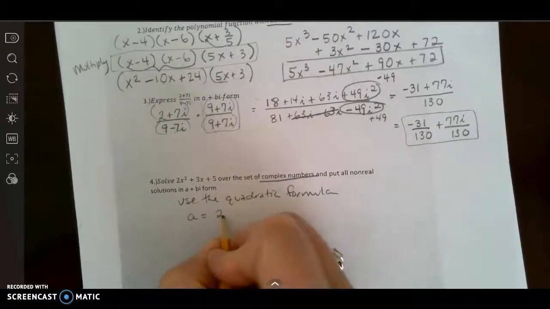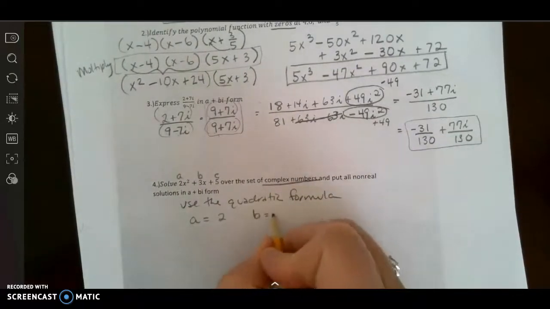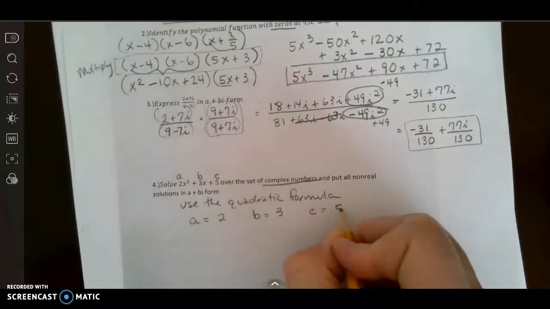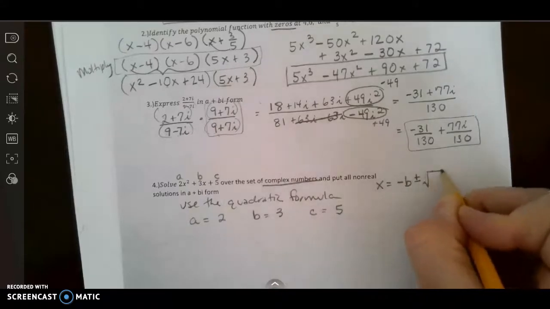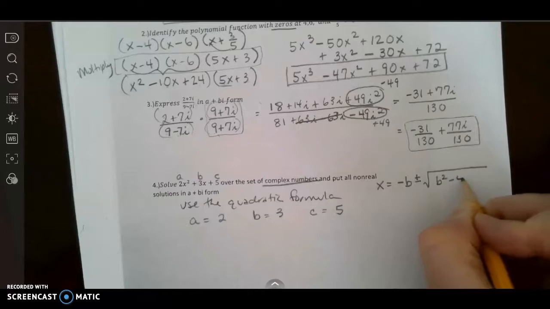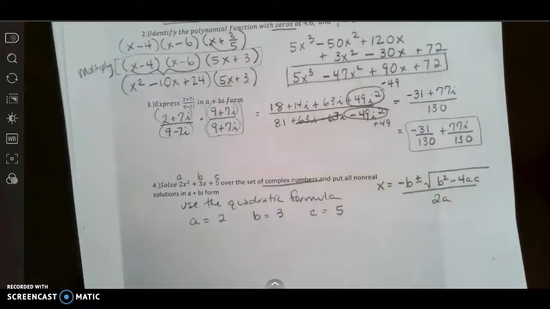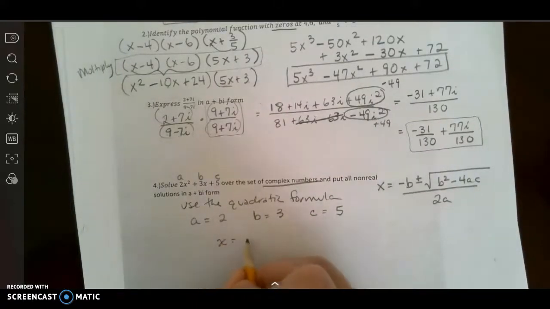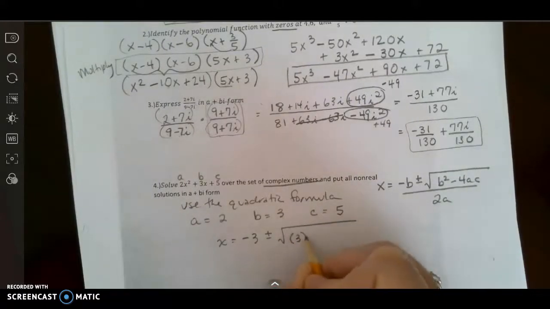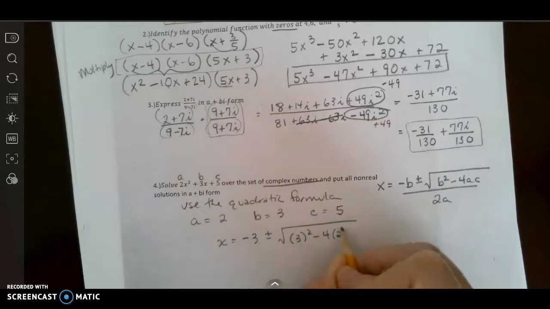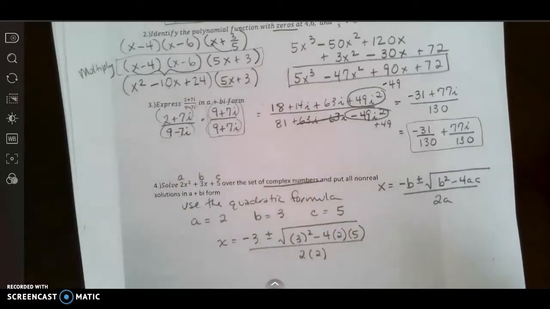So A is 2, because remember this is A, B, and C. So A is 2, B is 3, and C is 5. My quadratic formula is opposite of B plus or minus the square root of B squared minus 4AC all over 2A. So x equals negative 3 plus or minus the square root of 3 squared minus 4 times 2 times 5, all divided by 2 times 2.